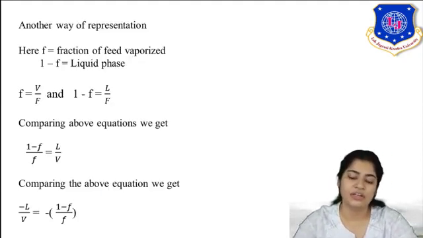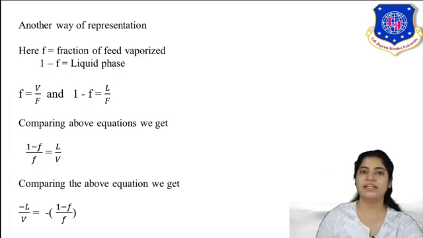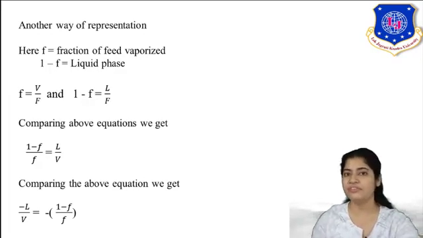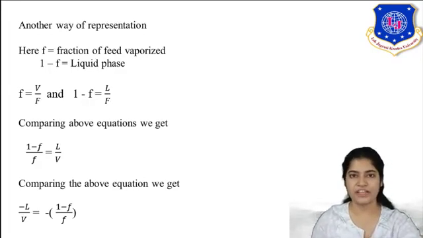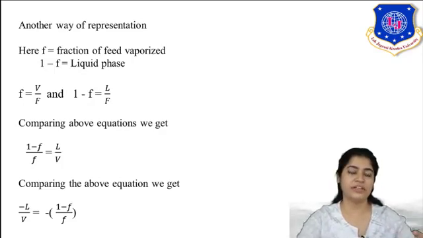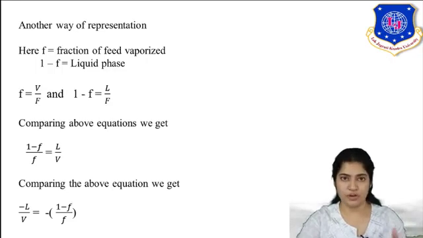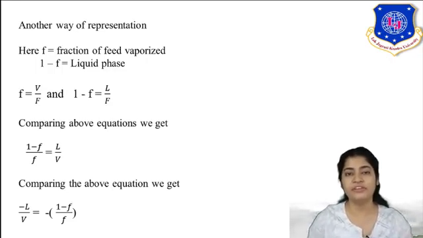So now, another way of representation. We are introducing a new term, that is f. What is f? Fraction of feed vaporized. So note down, f lies between 0 and 1, as it is a fraction. So if f is the feed vaporized, in vapor form it is f, and the liquid which is remaining is 1 minus f. So I can represent f as V upon F. It means vapor produced upon total feed, that is, fraction of feed vaporized.